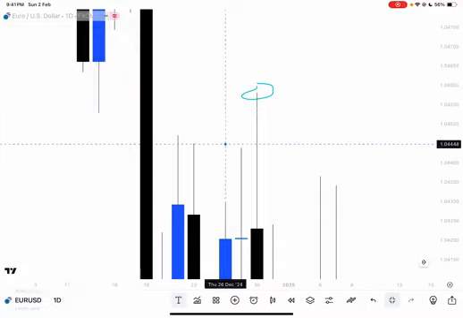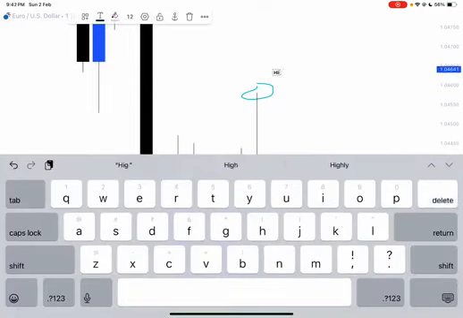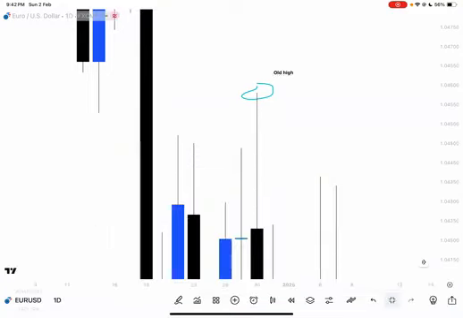I will mark it. So this is a high, not really a high, an old high. We can call it our key level, OHP, old high. Okay, old high. Now here let's see.